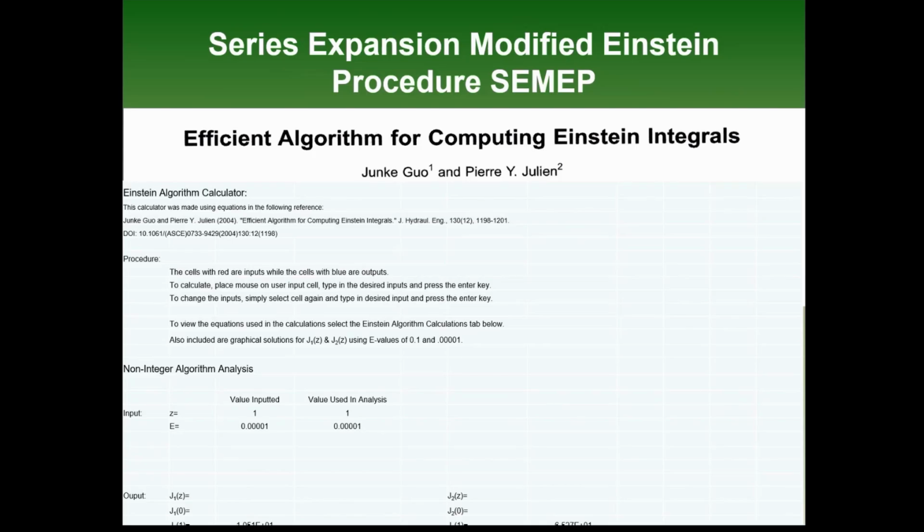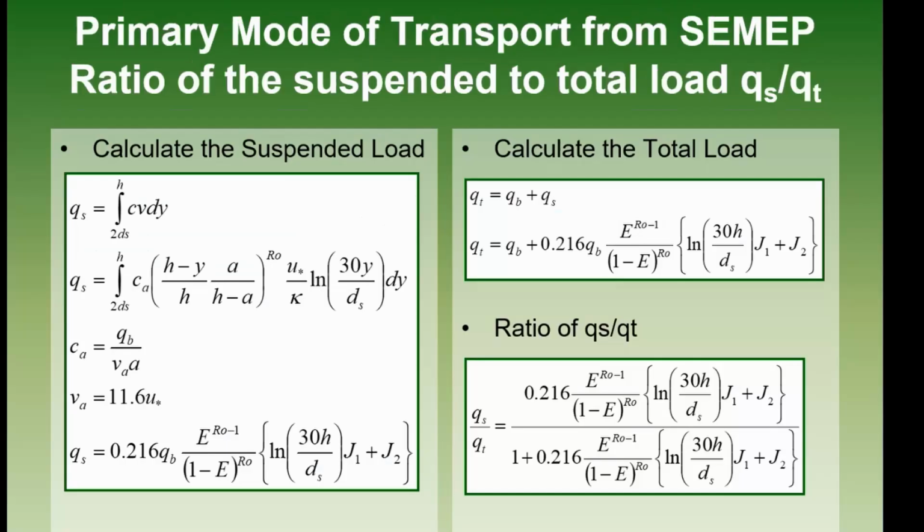And Junke Guo, who's now faculty at the University of Nebraska, is very smart with mathematics, and he developed a series expansion for the Einstein integrals, the J1 and the J2. On my webpage you have this program if you want to use it. It's a very long, inconvenient series expansion of the Einstein integral. You do a geometric series, integrate every single term, and sum the result, and so forth. But anyway, it works really well.